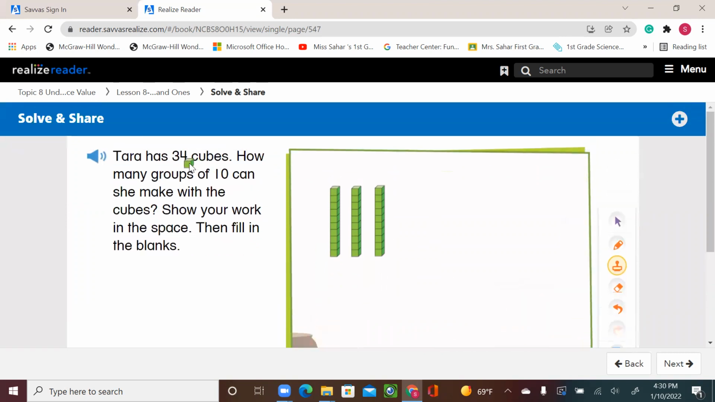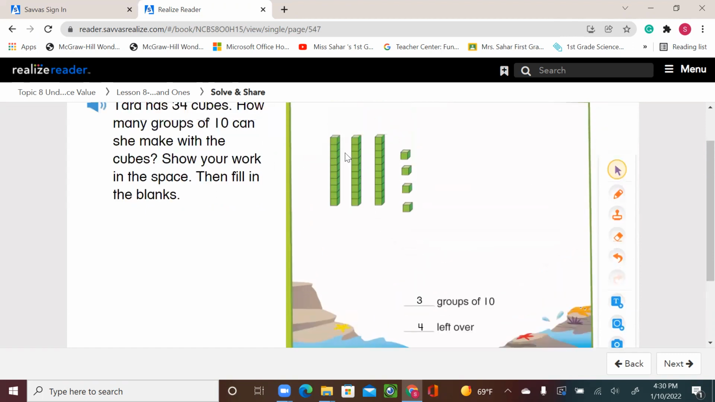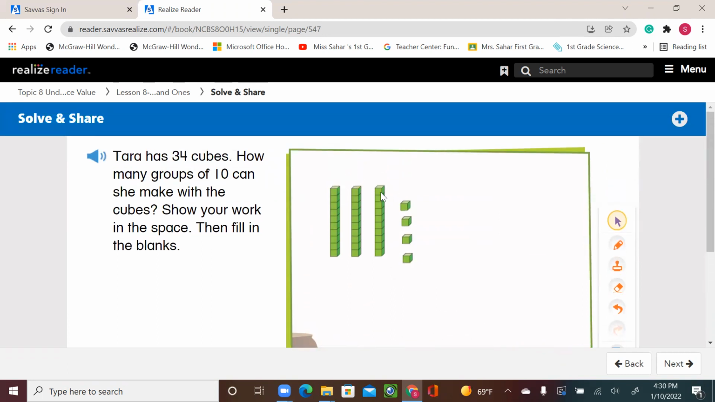How many left over, or how many ones? Let's find out. 1, 2, 3, 4. So Tara has 3 groups of 10s and 4 ones. Write it down here. 3 groups of 10 and 4 ones, or 4 leftovers. So 10, 20, 30, 31, 32, 33, 34.